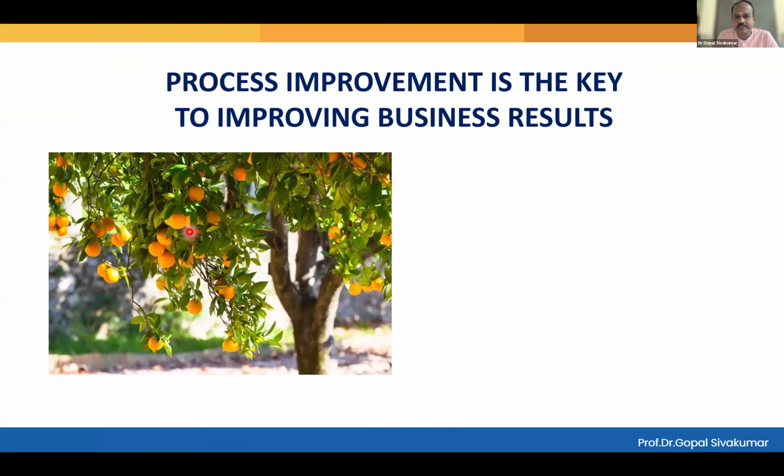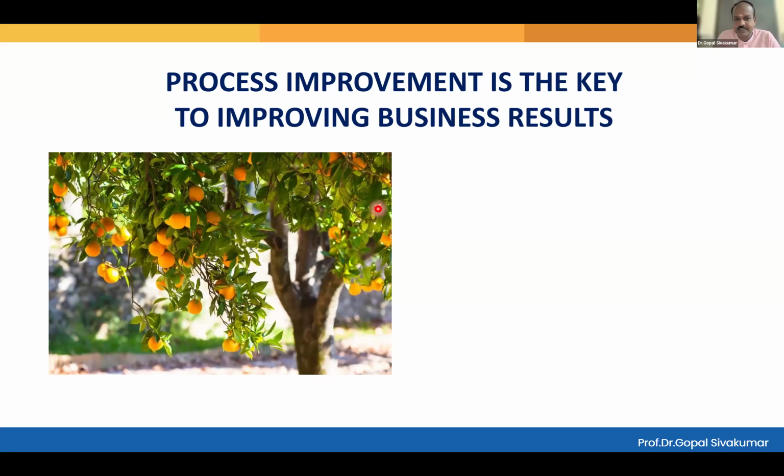Now, process improvement approach. Process improvement is the key to improving your business results. Imagine you have an orange tree, and over the years, you have grown an orange tree. Now, what kind of fruits can the tree give you? Orange. It can only give oranges because we have grown an orange tree. Similarly, if you develop a process, it will deliver only the results expected out of that process.